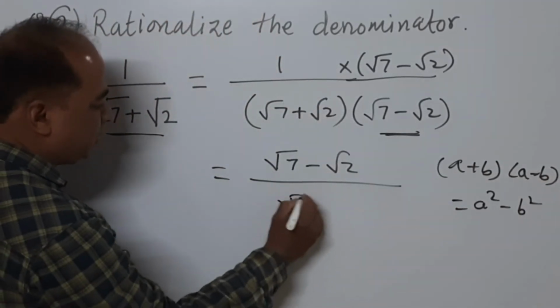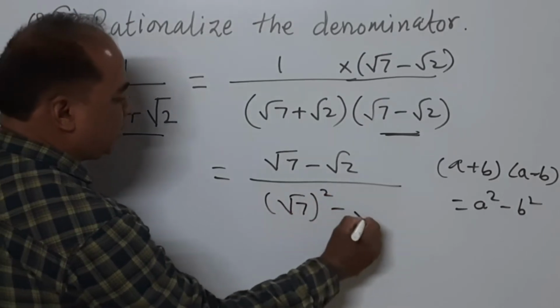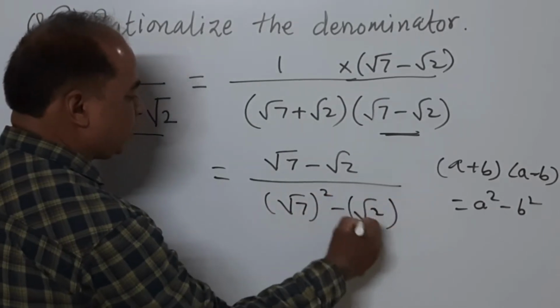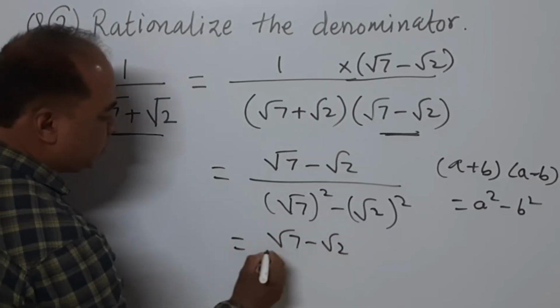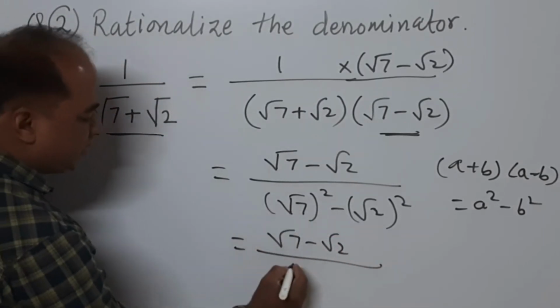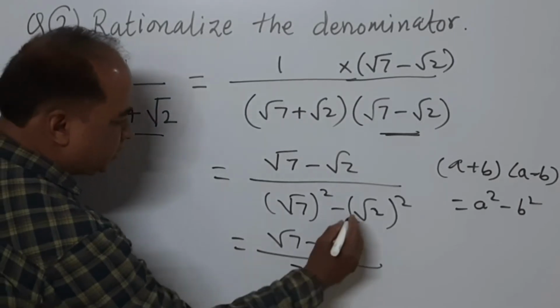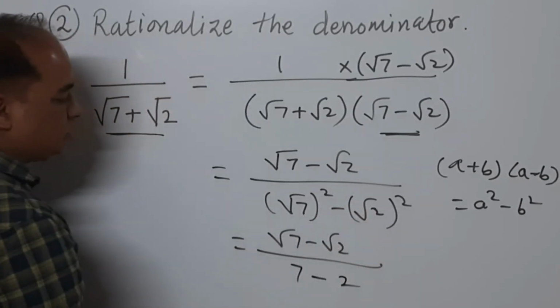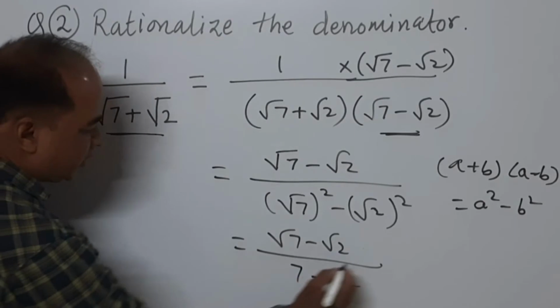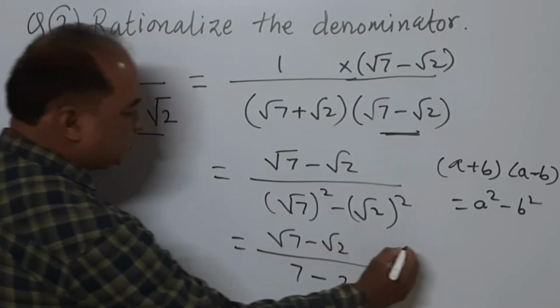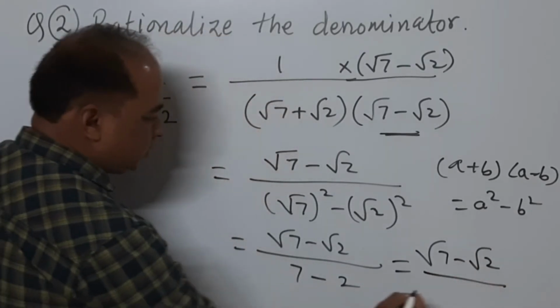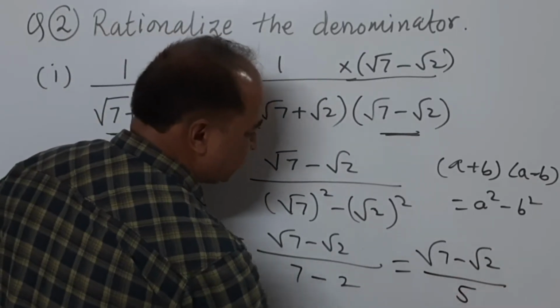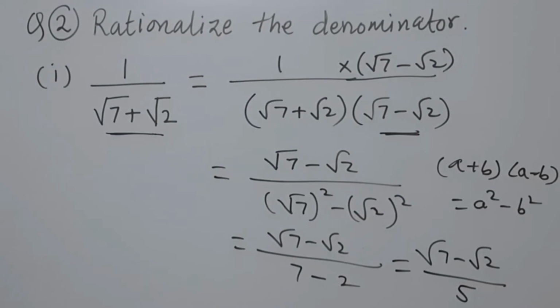So in the denominator, root 7 square minus root 2 square, with root 7 minus root 2 in the numerator. Root 7 square is equal to 7, minus root 2 square is equal to 2, which is equal to root 7 minus root 2 upon 7 minus 2, that is 5. The answer.